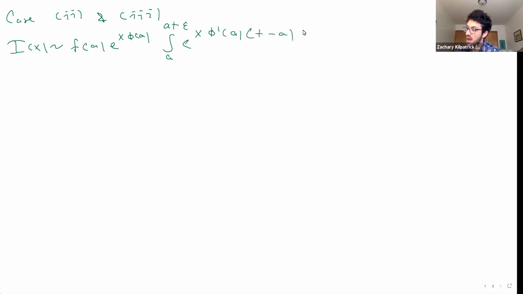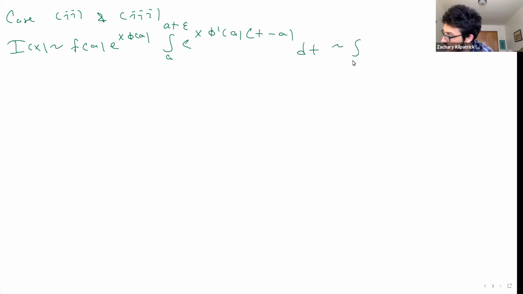But now instead of our expansion going out to phi prime prime, because the maximum could happen at the boundary because you have a decreasing function there, this could be non-zero, phi prime of a. If it's 0, you just go out to phi prime prime of a. And if that's 0, you go out to phi prime prime prime of a.